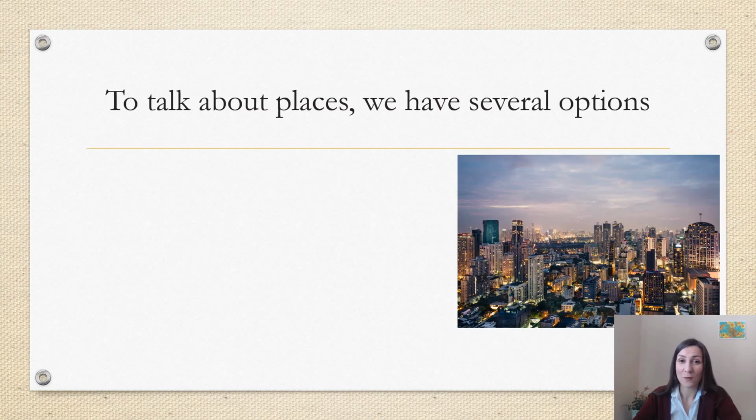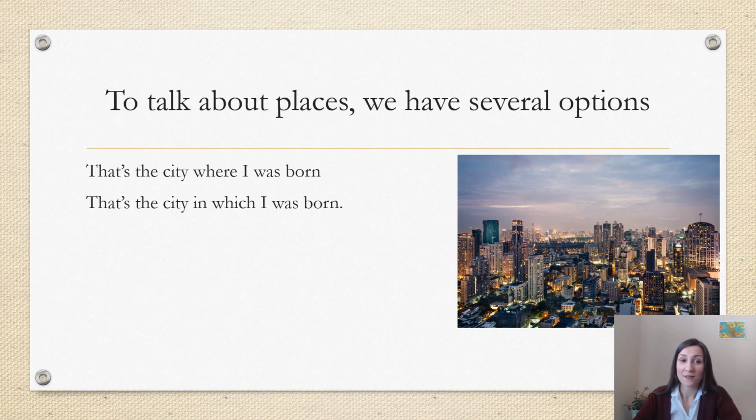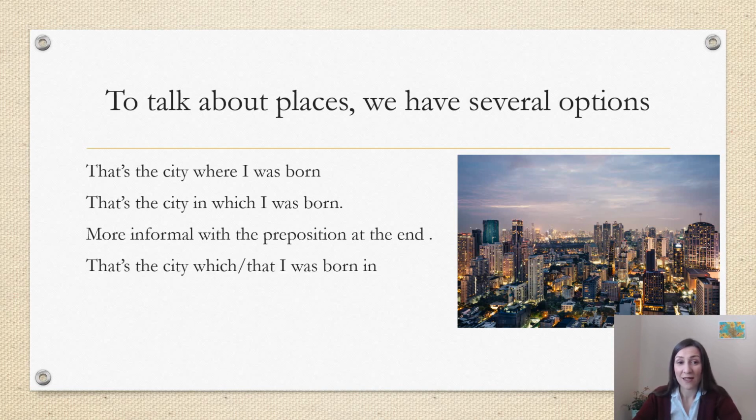To talk about places, we have several options. That's the city where I was born. That's the city in which I was born. So we can use where, we can use in which. More informal, with the preposition at the end, we can say that's the city which I was born in. That's the city that I was born in.